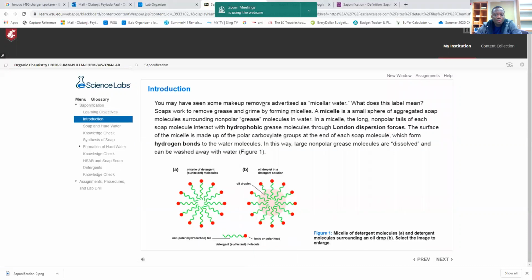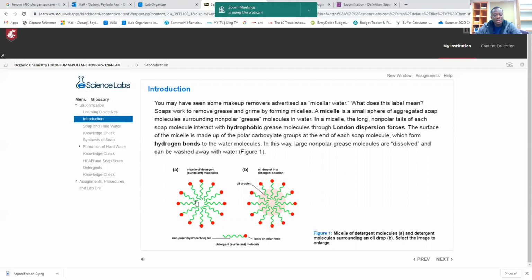So, introduction. So soap is basically something we use for cleaning, right? And the way soap actually does its work to remove stains is that it forms something known as micelles in water, okay? A micelle is basically a small sphere of aggregated soap molecules surrounding non-polar grease molecules in water. As you can see, I'm just reading from this, but let me explain what I mean.